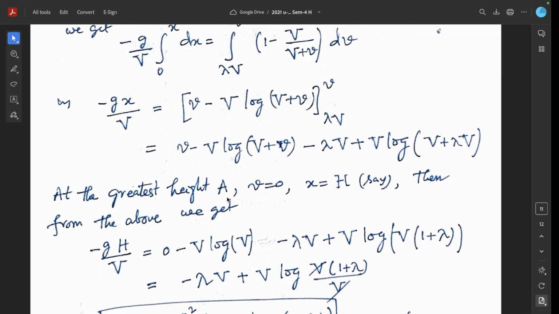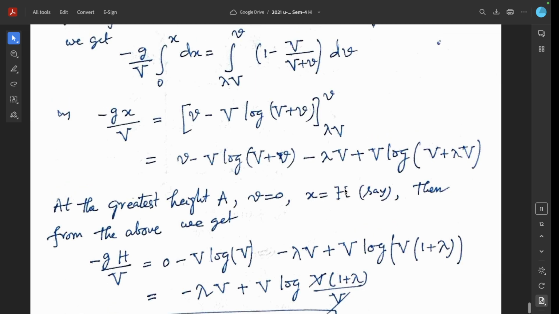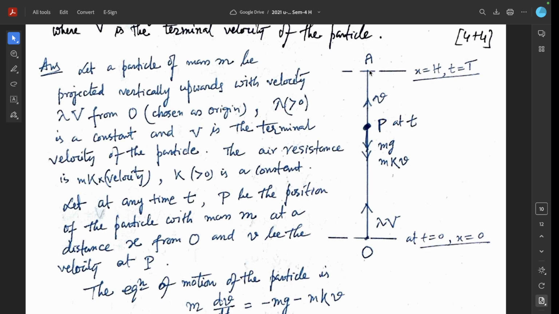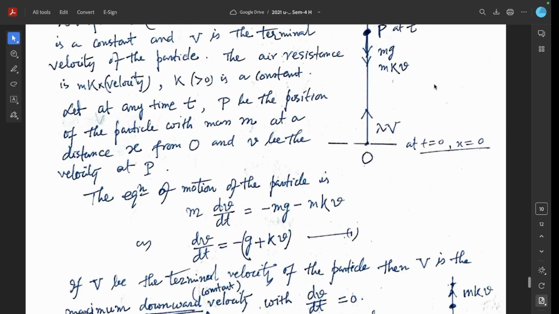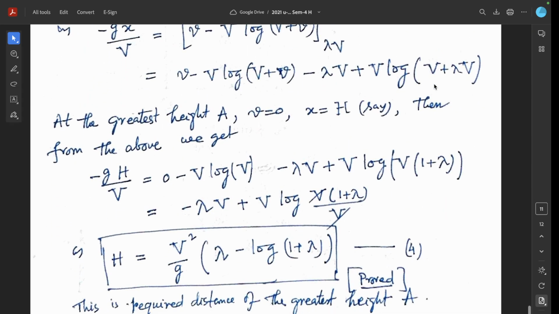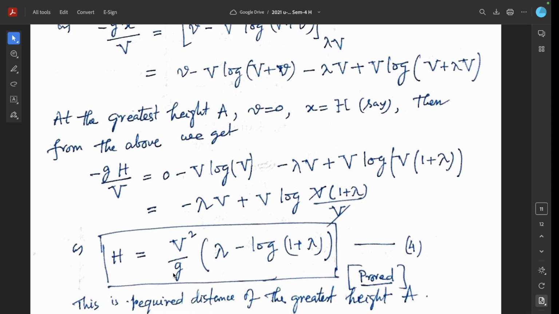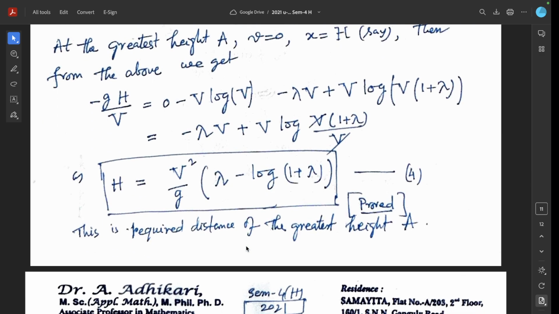At the greatest height, at the point A, v equals 0 and x equals, say, capital H. So at this point A, x equals capital H and time t equals capital T, say. So from above we put x equal to H and v equal to 0 here. From this we get capital H equal to this, and this is the maximum height of the particle, the required distance of the greatest height at this point.